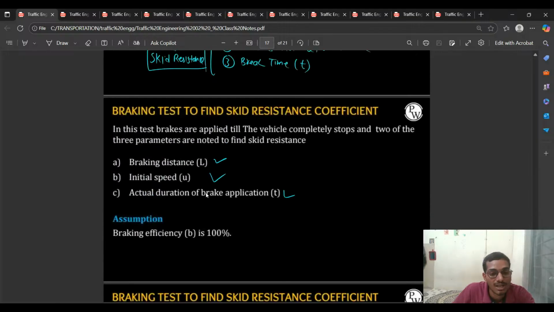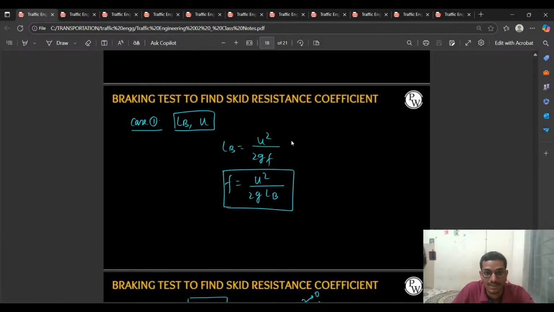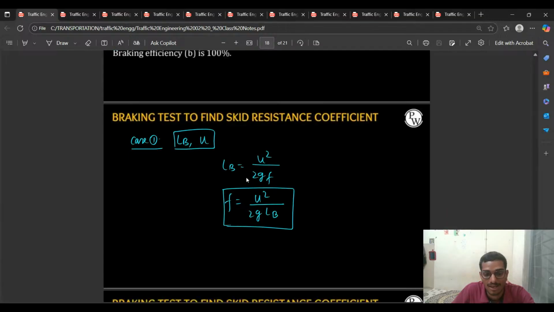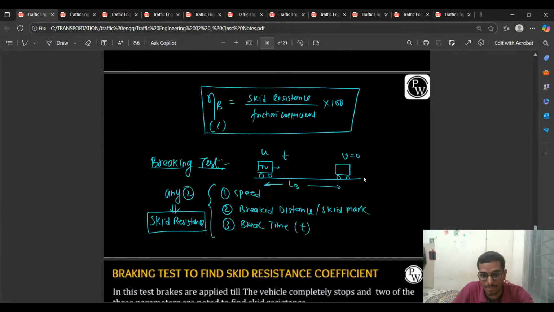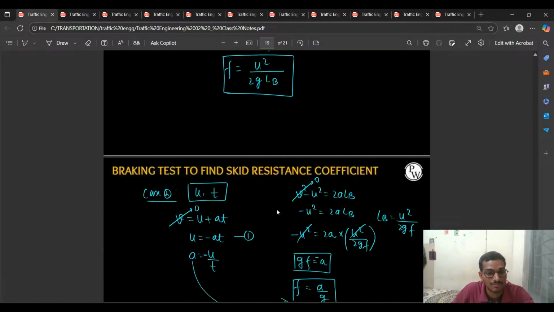If we assume 100% braking system, then we can go with that. Braking test to find the skid resistance coefficient. Case one, LV and LU. LV is the length of skid after which the vehicle will stop. LV is equal to U square by 2gF. F is equal to friction, equal to U square by 2gL.